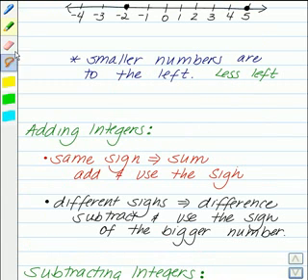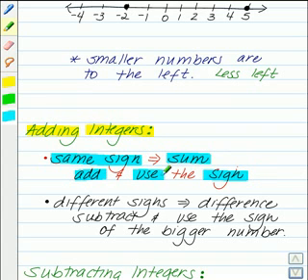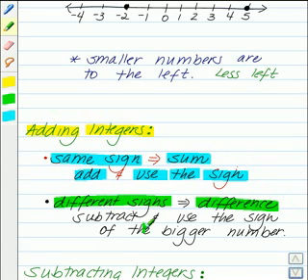Negatives are always smaller than the positives. So, some of the hardest things to do with integers are adding, subtracting, multiplying, and dividing. Let's take a look at those. I have little rhymes that go with everything. To add integers, if they have the same sign, you take their sum. So if they are both negatives or they're both positives, you take the sum, which means you add and use the sign. If they have different signs, take the difference. So if one's a negative and one's a positive, you're going to subtract them and then use the sign of the bigger number.